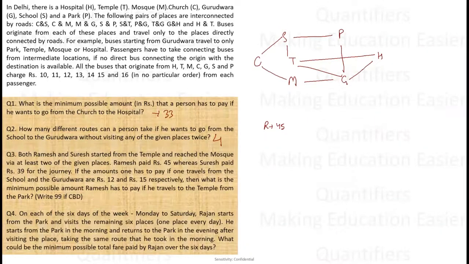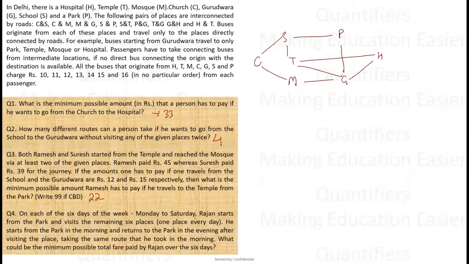Let's read the last question now. It says on each day of 6 days of the week, Monday to Saturday, Rajan started from the park. So this is the starting point, and visits the remaining 6 places, one place every day. He starts from the park in the morning and returns to the park in the evening after visiting the place, taking the same route he took in the morning. For example, if he is visiting the place C, then let's say if he is going P, S, C, he will return as C, S, P, like this, right? In this way. Okay.